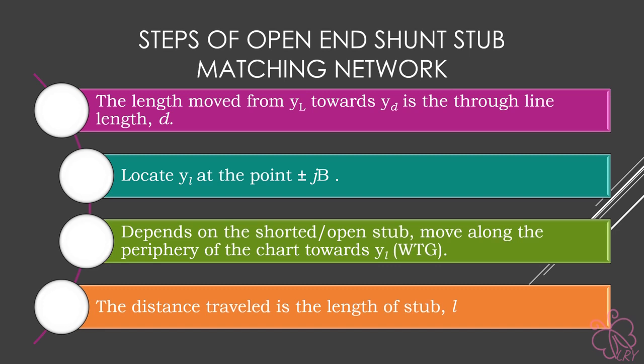Locate YL at point plus or minus jB, depending on whether it is a shorted or open stub. Move along the periphery of the chart towards YL, wavelength towards generator. And lastly, the distance traveled is the length of the stub, L.